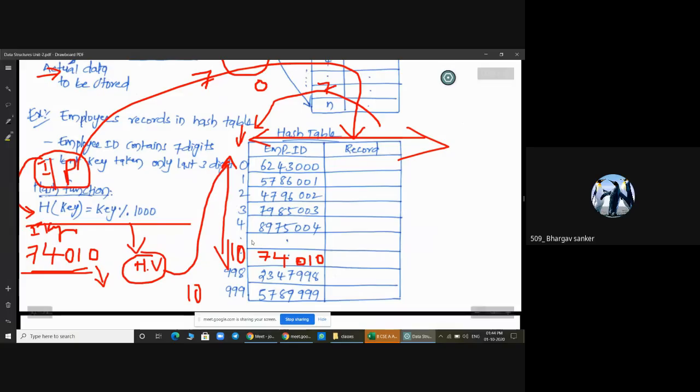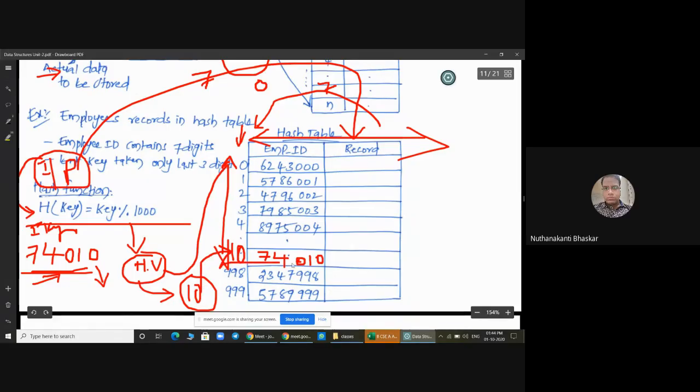Even for the same record, if you want to search, what do you give as an end user? You don't give the hash value. You give only the input data. Now I want to know whether 74010 is there or not. Again, you give the input to your hash function, and the same hash function generates the hash value again. What is the output for 74010 in this case, for searching? 10 only. Now it directly moves to the 10th record.